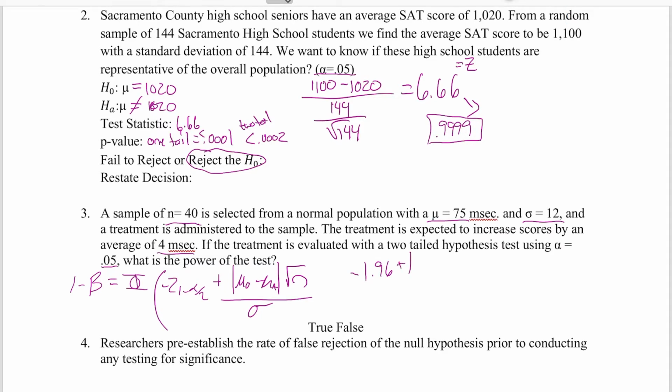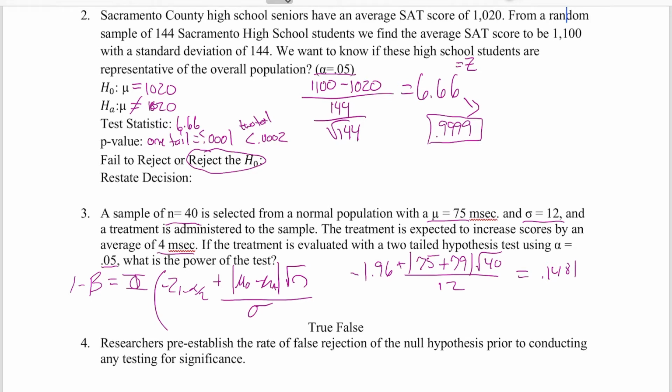added to the absolute value of our mu 0, which is 75 milliseconds, minus our alternative, which is 79 because we're adding 4 to it, divided by the square root of 40, which is n, all divided by the standard deviation of 12. Work all this out and you're going to get a value of 1.1481. And then when we look this up in the value book, we find that our power is not very strong. We normally want our power to be 80% or higher for any kind of test.